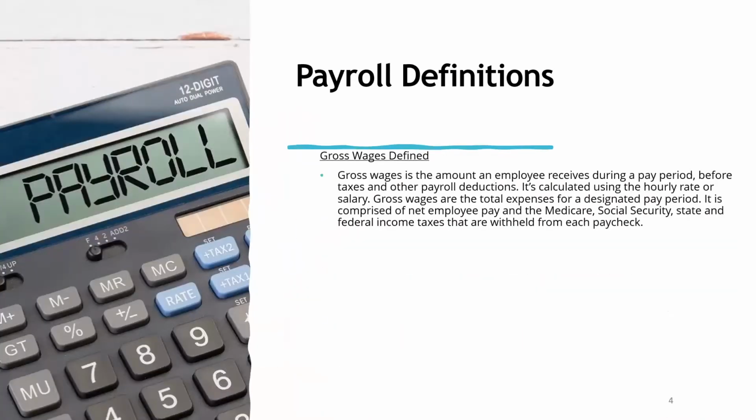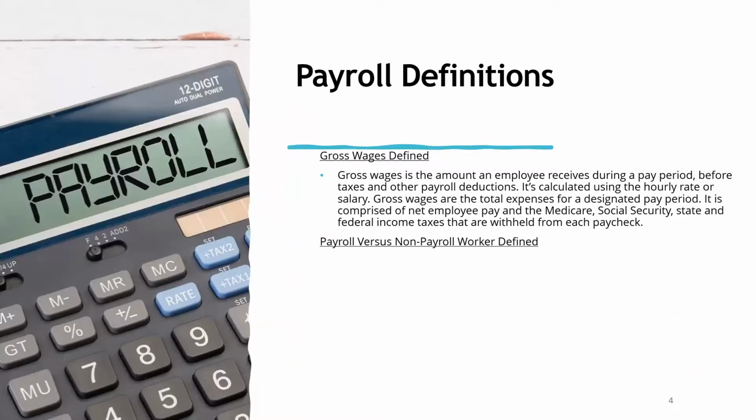So let's get into some of the payroll-related definitions. One of the first things I want to do is define gross wages. Gross wages is the amount an employee receives during a pay period, before taxes and other payroll deductions. It is calculated using the hourly rate or salary. Gross wages are the total expenses for a designated pay period. It is comprised of net employee pay and the Medicare, Social Security, and state and federal income taxes that are withheld from each paycheck.